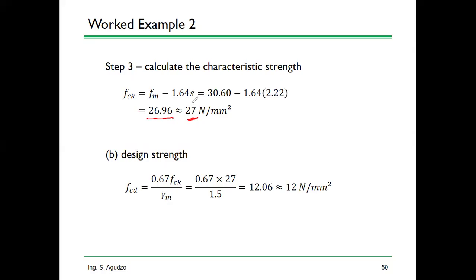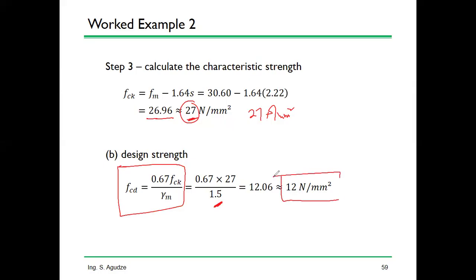So the calculation we have done, the answer, the characteristic compressive strength is 27 Newton per mm squared. Then after you got the characteristic strength, we can ask you to calculate the design strength. So design strength, this formula has been given already, isn't it? So you substitute into this formula, the material factor has been given, and the design strength is 12 Newton per mm squared.